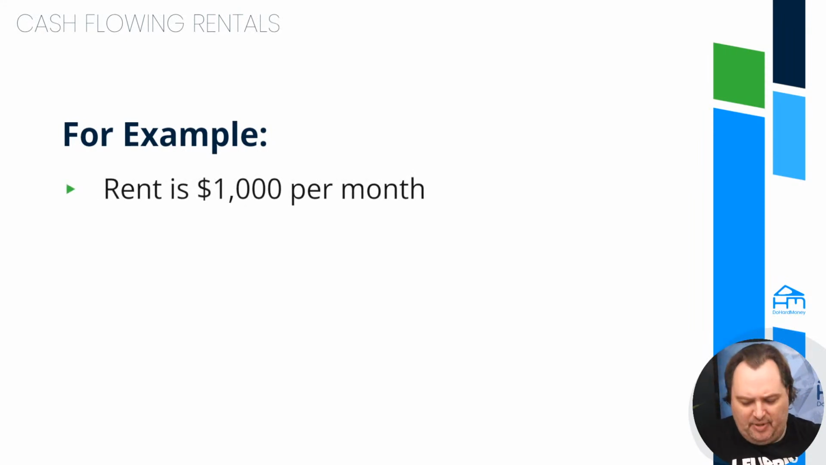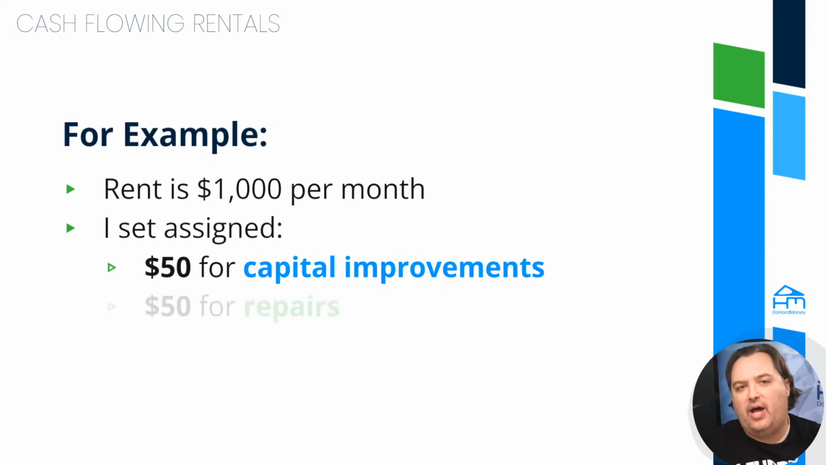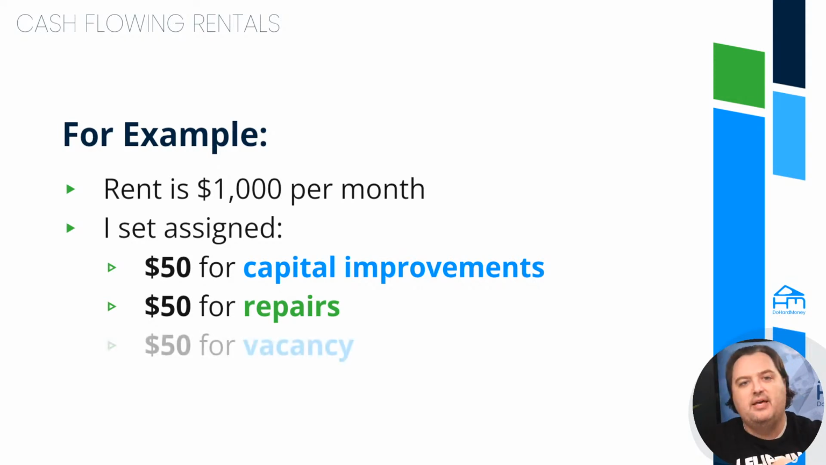So let's just say the rent's $1,000 per month. I set aside $50 each month for capital improvements. I put it in a high yield savings account. I also set aside $50 per month for repairs.